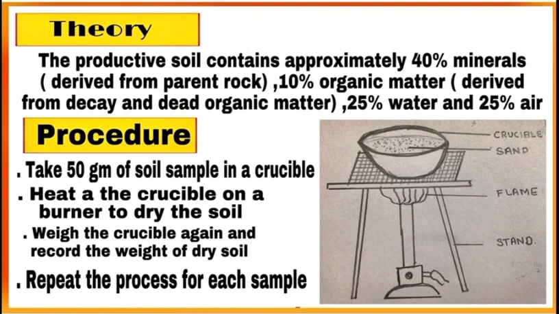Now write the steps of procedure. Take 50 gram of soil sample in a crucible. Heat the crucible on a burner to dry the soil. क्रूसिबल को दोबारा weigh कीजिए to record the weight of dry soil. Repeat this process for both samples of soil, roadside soil as well as garden soil. Now, draw this diagram in your practical notebook.